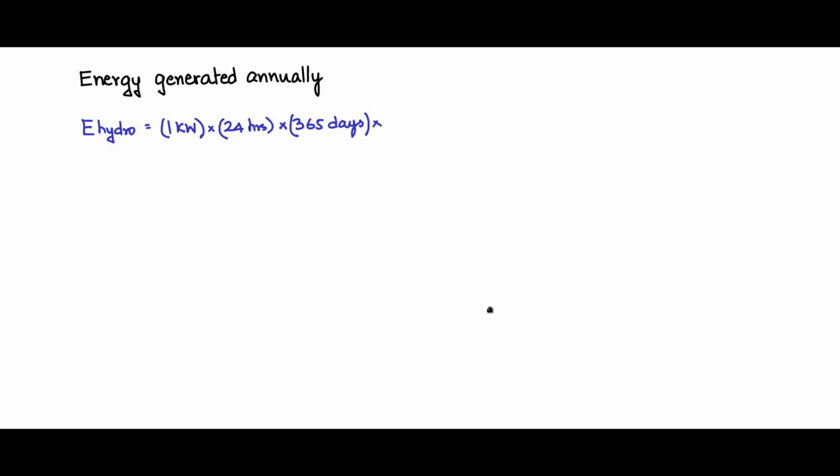So next, let us estimate the energy generated annually. Now for the hydro, we know it's a 1 kilowatt system into 24 hours because it is capable of delivering 1 kilowatt in 24 hours. It's a hydel system, into 365 days, into transmission efficiency of 0.3. So we will get the energy that is actually usable generated as 2628 kilowatt hours.